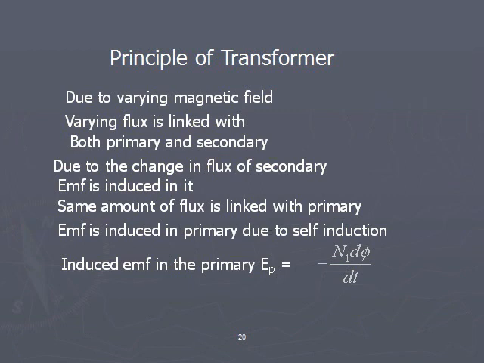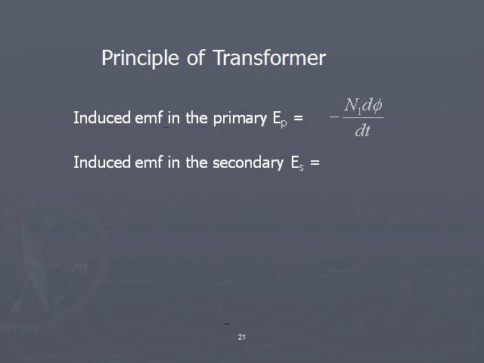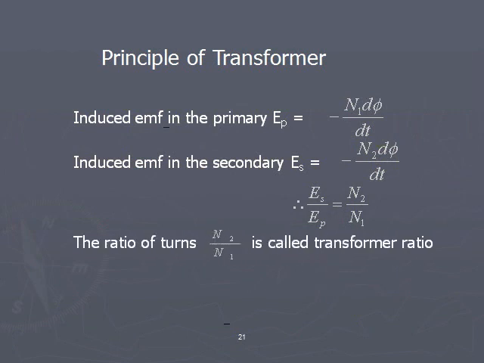If N1 is the number of turns of the primary coil, then the induced EMF in the primary coil is given by EP = minus N1 dφ/dt, where dφ/dt is the rate of change of flux. Similarly, the EMF induced in the secondary coil due to the same flux is ES = minus N2 dφ/dt, where dφ/dt is the rate of change of flux with the secondary coil, and N2 is the number of turns of the secondary coil. Like this, we can calculate the induced EMF in the primary as well as in the secondary.